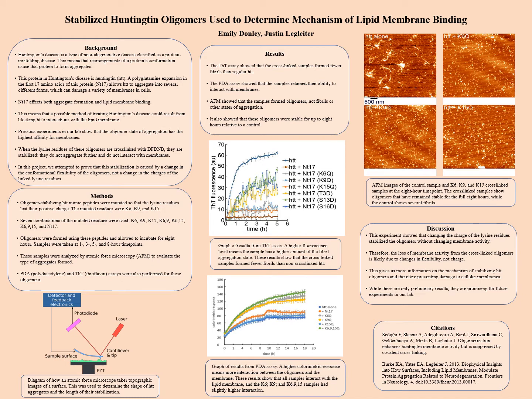This experiment showed that neutralizing the charge of the lysine residues stabilized the aggregates into oligomer form without removing membrane activity. Therefore, we can conclude that the loss of membrane activity in the cross-linked oligomers was due to changes in their flexibility, not charge. While these are preliminary results, we now have more information on the mechanism of oligomer stabilization and can perform further experiments on preventing membrane damage.